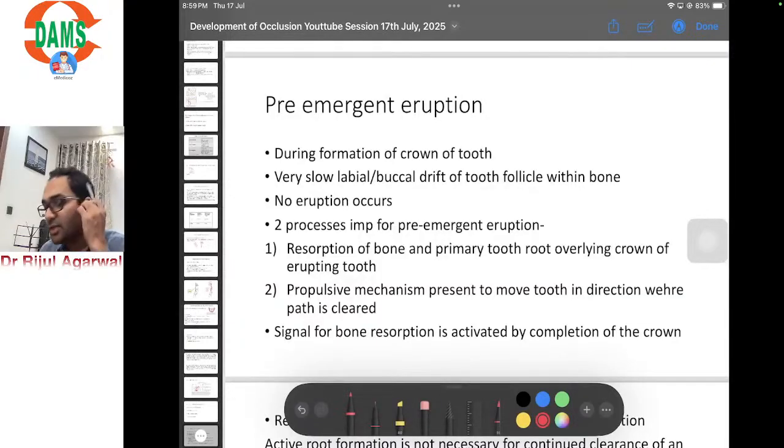Where does the signal for bone resorption come from? It comes from the completion of the permanent crown, not from the primary roots. Please note, the signal or mechanism is released from the crowns of the permanent teeth.